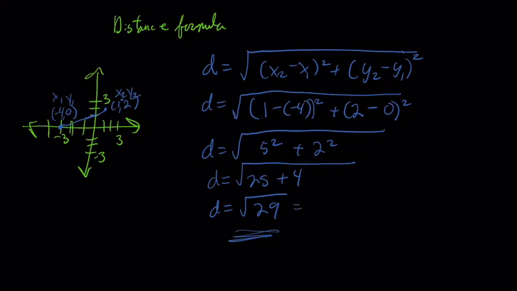I would get 5.385. And this is an irrational number, so I'm rounding, right? I wouldn't ever go more than 3 decimal places. So that's the distance formula, in case you needed a little refresher.